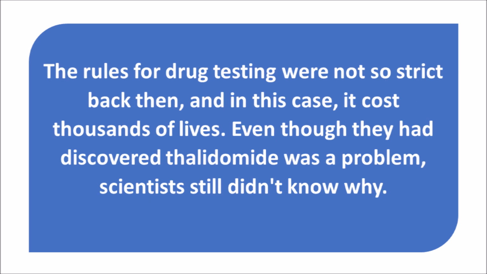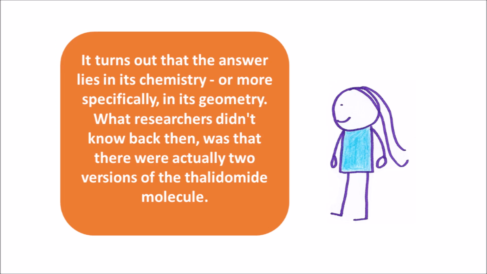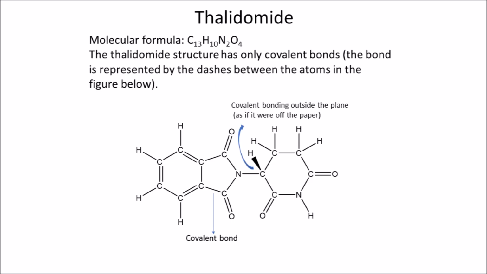The rules for drug testing were not so strict back then, and in this case, it cost thousands of lives. Even though they had discovered thalidomide was a problem, scientists still didn't know why. It turns out that the answer lies in its chemistry, or more specifically, in its geometry. What researchers didn't know back then was that there were actually two versions of the thalidomide molecule. Thalidomide is made up of 3 connected rings of carbon and nitrogen atoms, 4 oxygen atoms, and a few more hydrogen atoms. It is a chiral molecule.